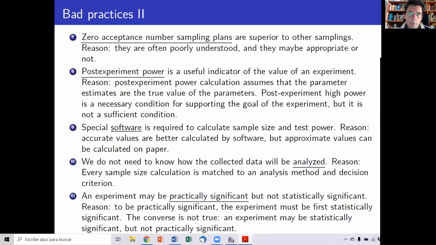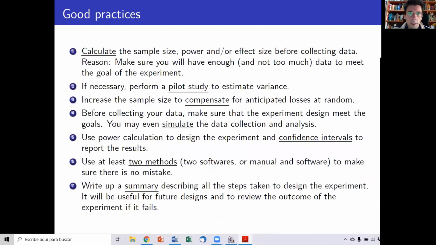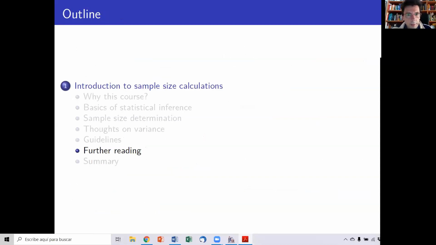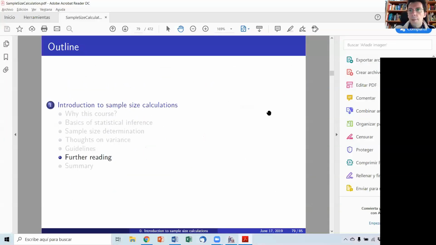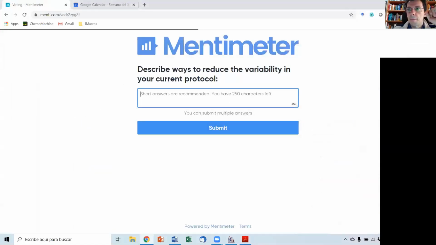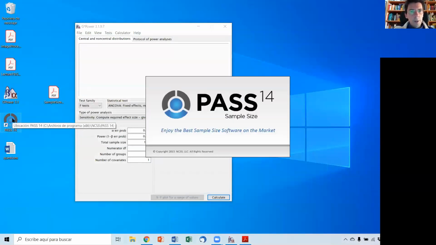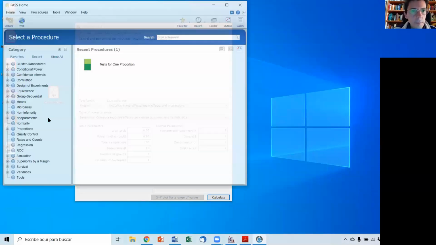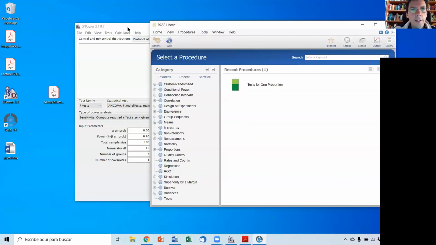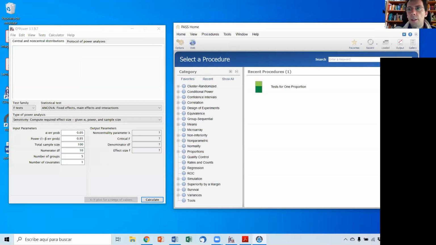Then, yeah, we will skip all these. And I would like to show you in the last minutes that we have another program, PASS. PASS is another sample size calculation program, and I think that the questions it asks are more natural than those of G-power. It is much richer than G-power.